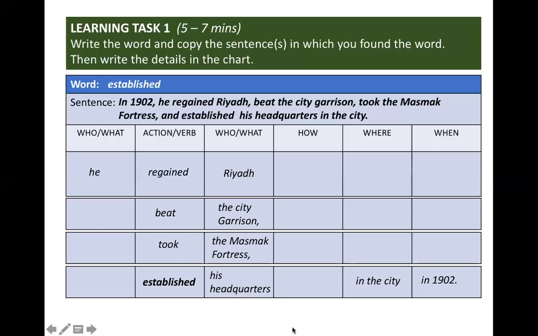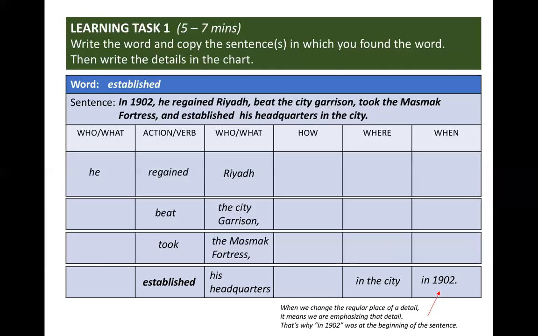1902 is the when. But why did we put it at the beginning? So when we change, this is the regular place of the when. But when we change the place of the regular detail, we are emphasizing. So in order to emphasize the year, the sentence started with in 1902. Automatically, we know that the writer of this thinks that that is a very important year and wants us to pay attention to it. So the writer puts it at the beginning.